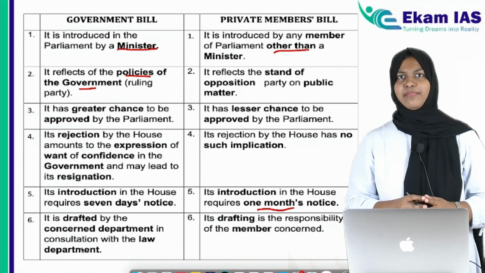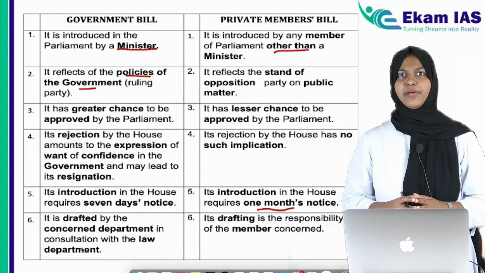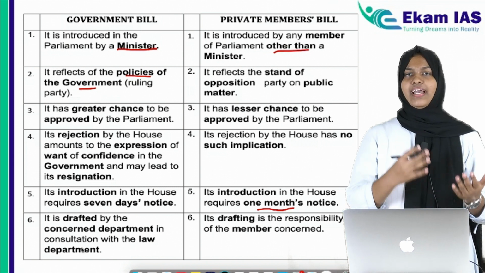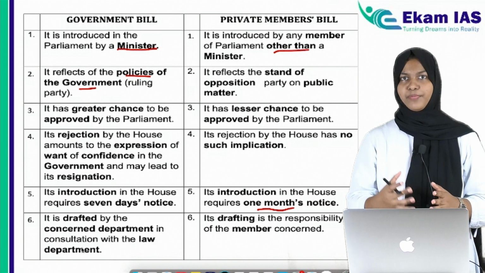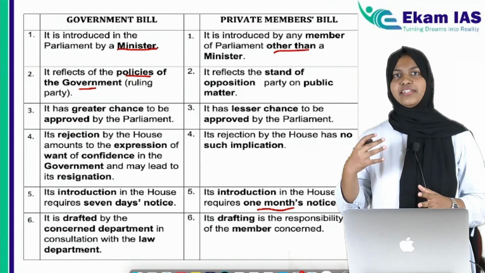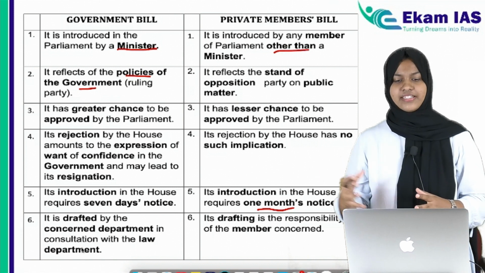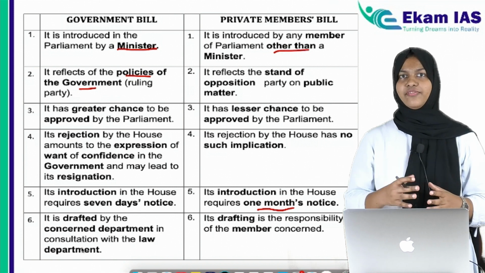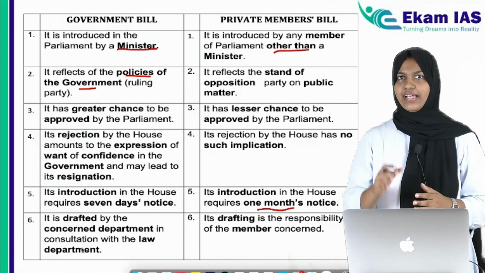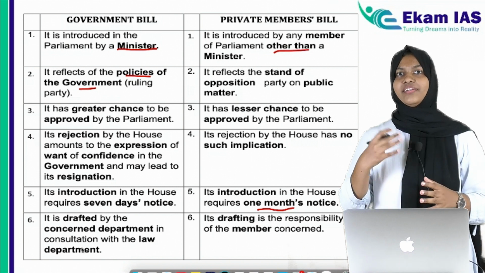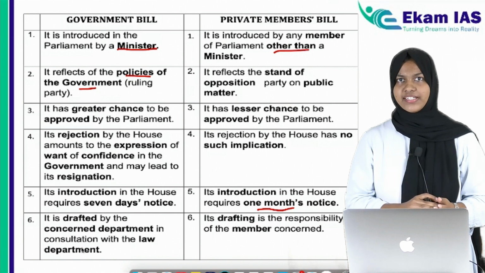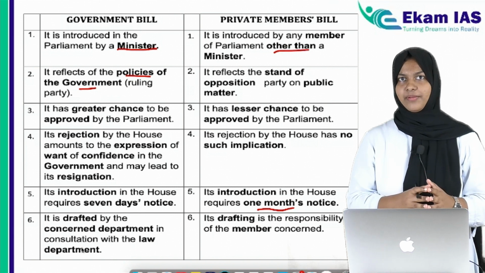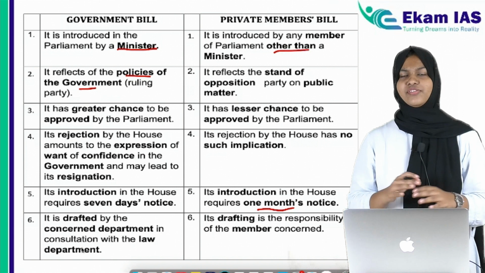One, it will be introduced by a minister, whereas in case of a private member bill, it will be introduced by a member who is not a minister. And a government bill reflects the government policies, whereas a private member bill reflects the opposition stand on a particular public matter. And in case of a government bill, the chances of getting passed in the parliament are higher, whereas in case of a private member bill, the chances are less. And if a government bill gets rejected in the house, it shows their lack of confidence in the house, which may lead to their resignation if a no confidence motion is passed in the parliament. Okay, whereas in case of a private member bill, no such implications are there.